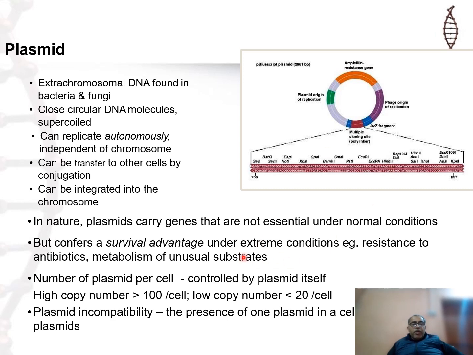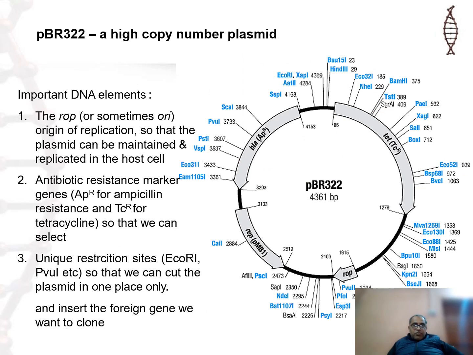Those plasmids could be high copy number or low copy number as well. One of the plasmids is pBR322, a high copy number plasmid, in which you can see different enzyme sites that have been indicated, and then the tetracycline resistance gene has been indicated here. Multiple cloning sites would also be present, and you can use those to clone that particular gene into a vector.